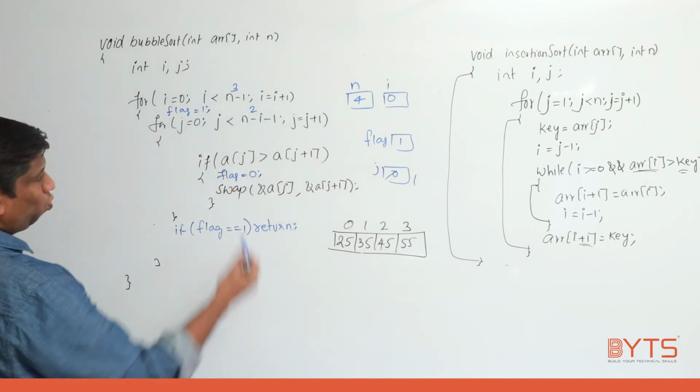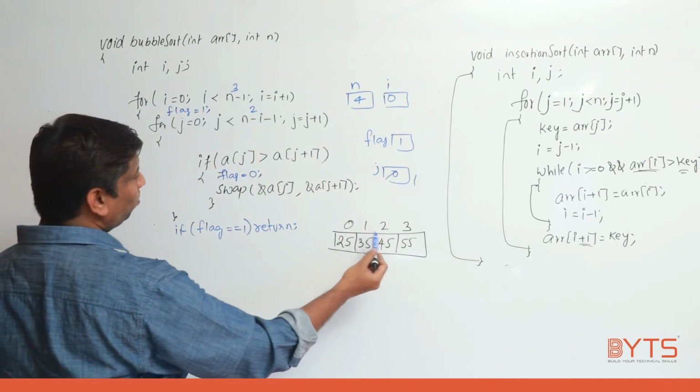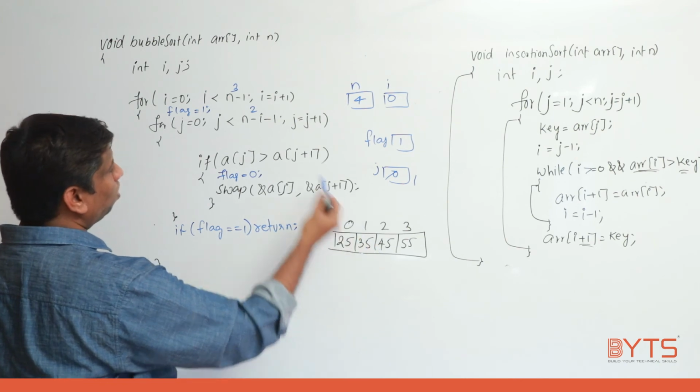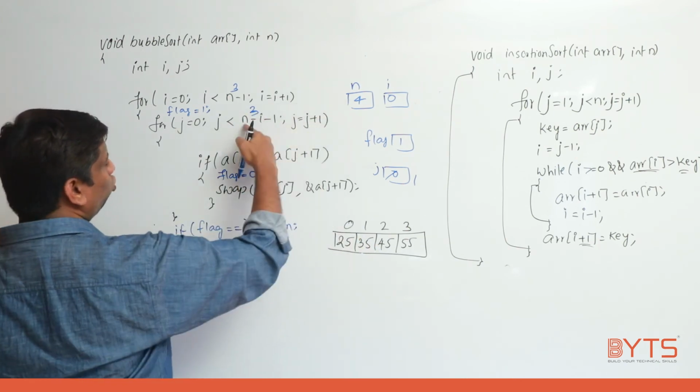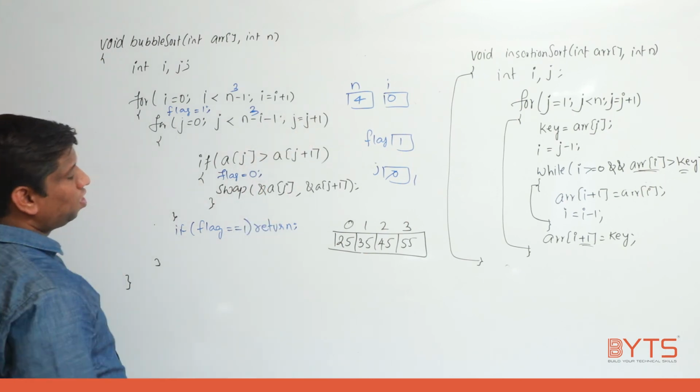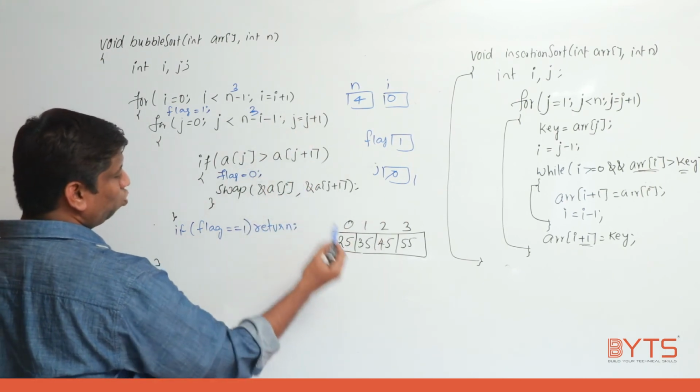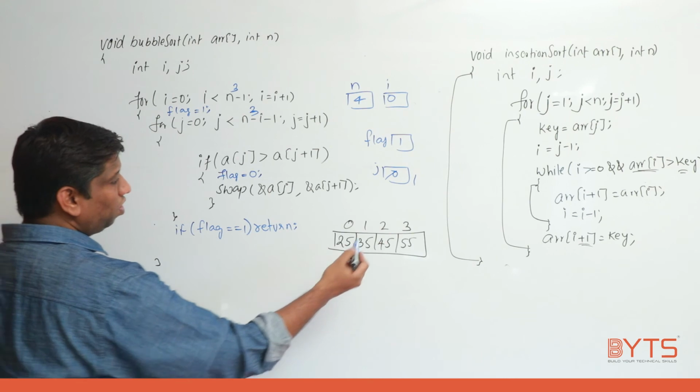1 less than 2 true. So 1 is compared with 2, 1 is compared with what? Sorry, this is 3, right? Because 4 minus 0 is 4, 4 minus 1, 3. Now what happened? 1 is compared with 2. So 35 and 45 compared, not equal. Next will become what value?